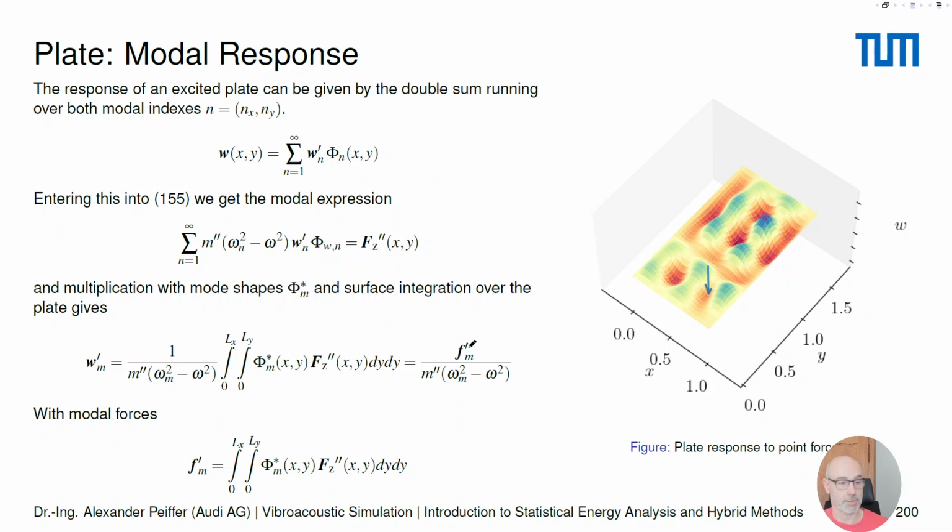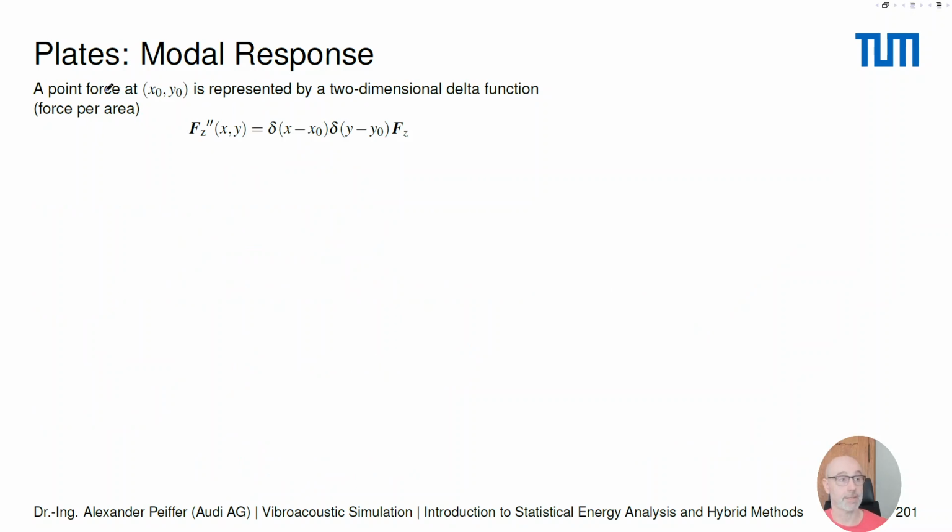What is the description of this modal force? It's the surface integral of the mode shape multiplied by the force density. Why force density? Because that's the classical point force. So why do we use a force density? We need a density description to overcome the surface integration. And this is done by using the two-dimensional delta function, which creates a force density out of our specific force excitation located at positions x0 and y0.